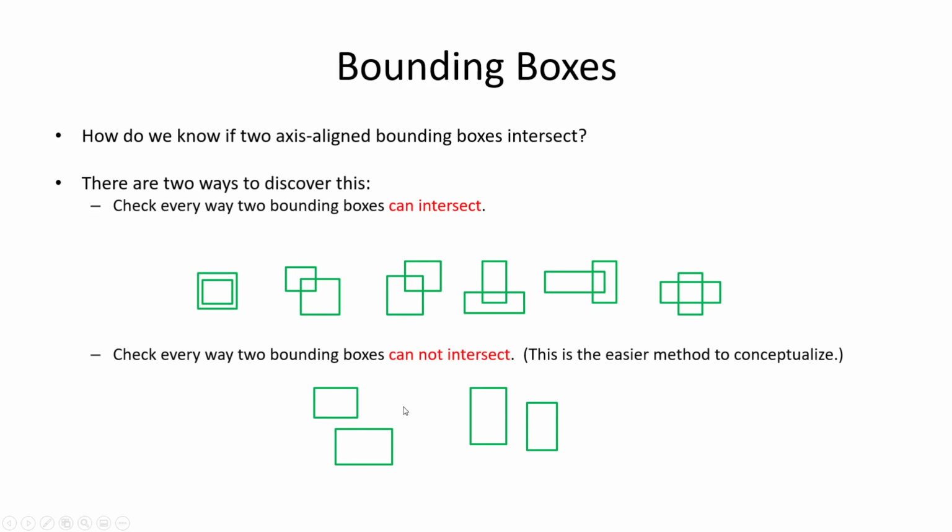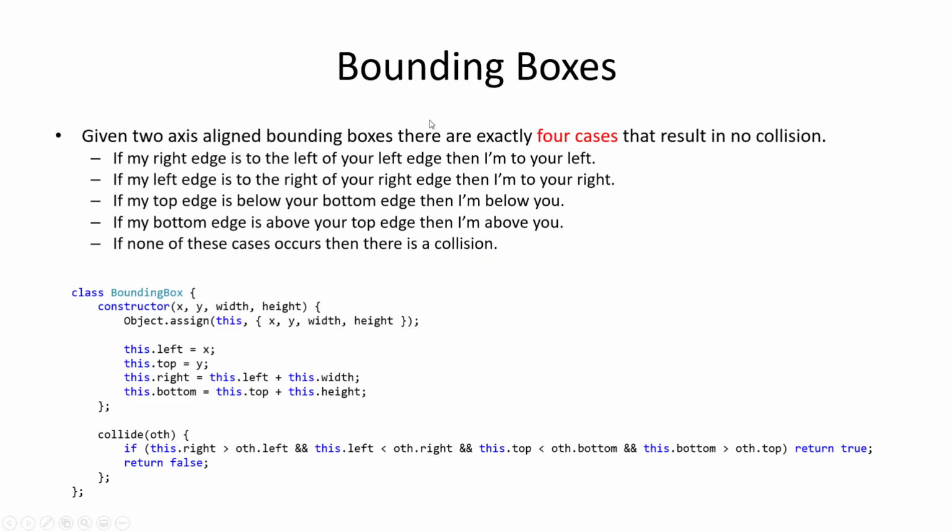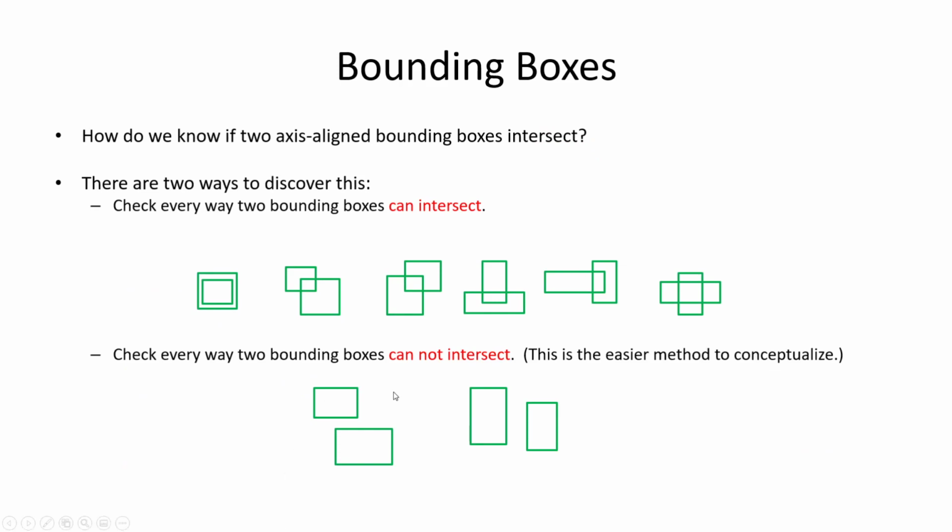Okay, so let's see how we can put this together now. I'm going to start with this sort of English-wise, and I've just said this English on the previous slide. If my right edge is to the left of your left edge, then I'm to your left. Okay, let's try and visualize this for a second. If let's say this is my box, if my right edge, this is my right edge, is to the left of your left edge, then I'm to your left.